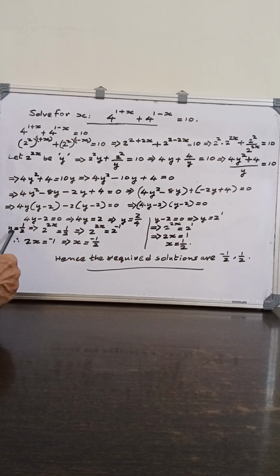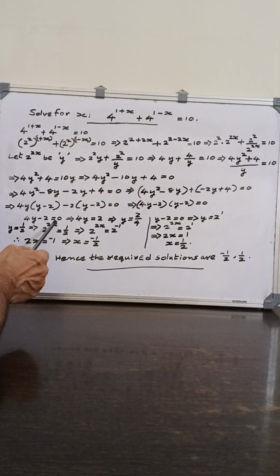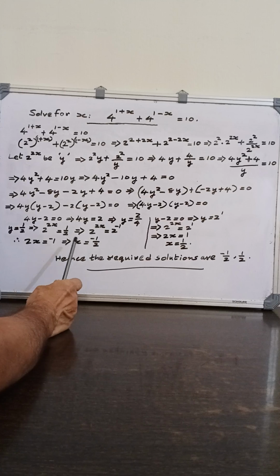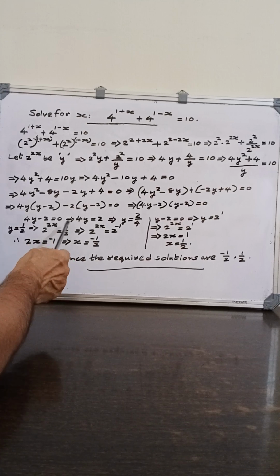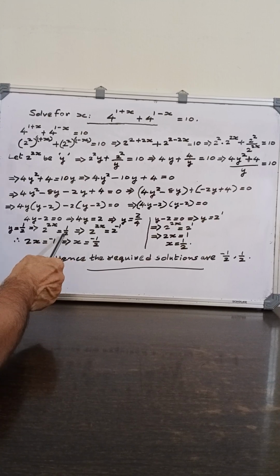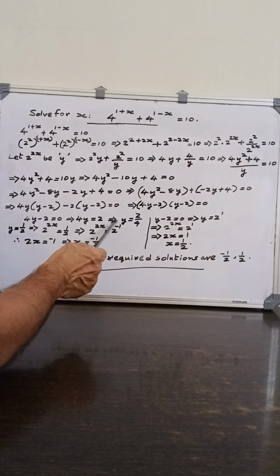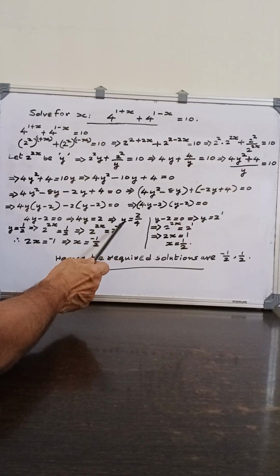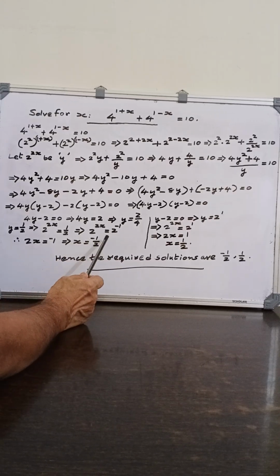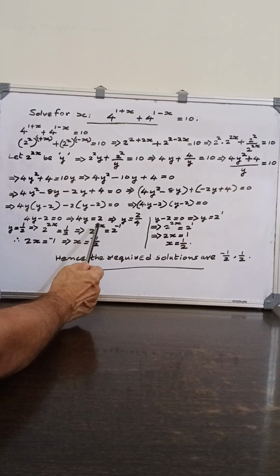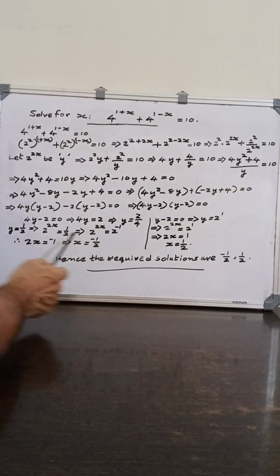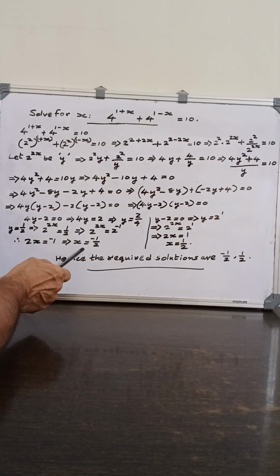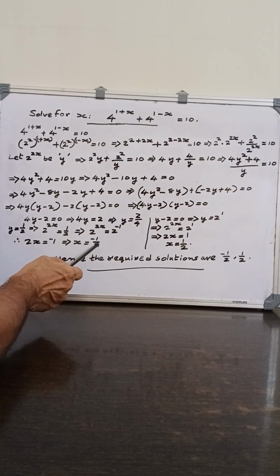Therefore, instead of y, I am substituting: 2 raised to 2x equals 1 by 2. The 1 by 2 may be confusing here. Therefore, I am taking this 2 to the numerator as 2 raised to minus 1. That is 2 raised to 2x equals 2 raised to minus 1. The bases are same. Therefore, we can equate the powers. Therefore, 2x equals minus 1. Therefore, x equals minus 1 by 2.